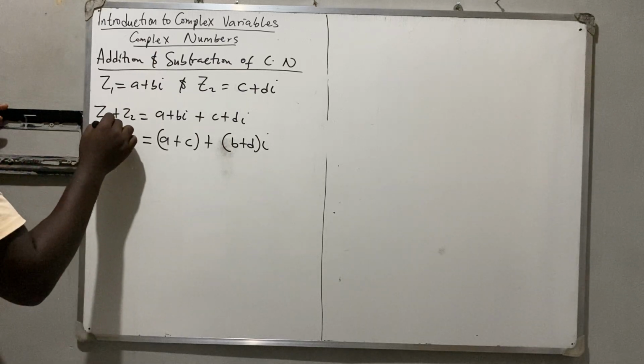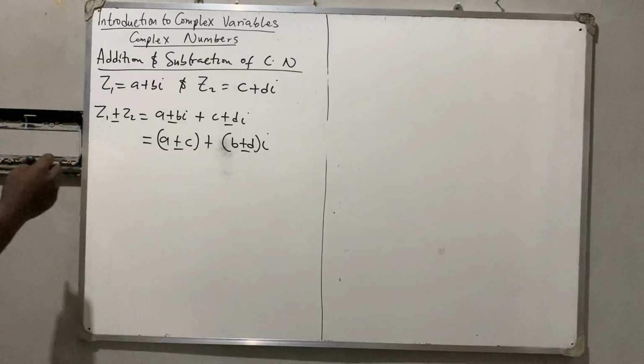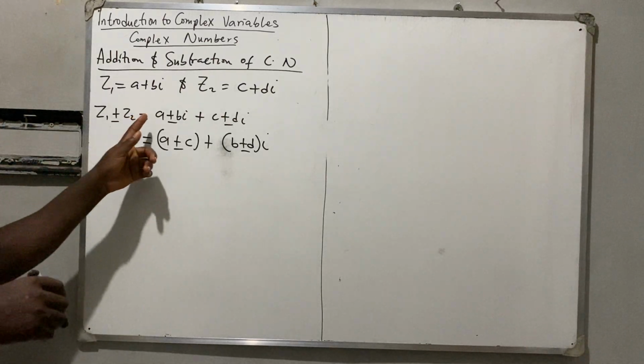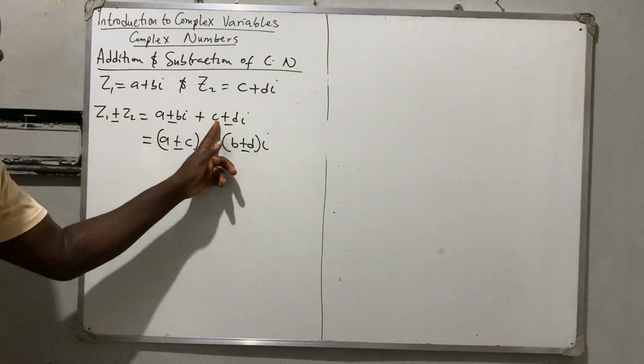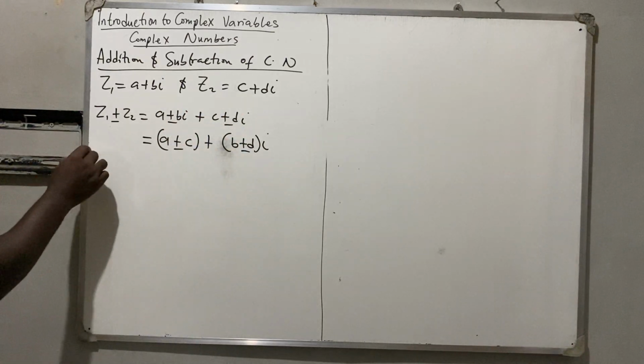The same thing is applicable to subtraction. That's how we subtract complex numbers. In fact, you do it like like terms. The one that does not have i, we add to the one that does not have i. The one that has i, we add to the one that has i. So an example, just one example.